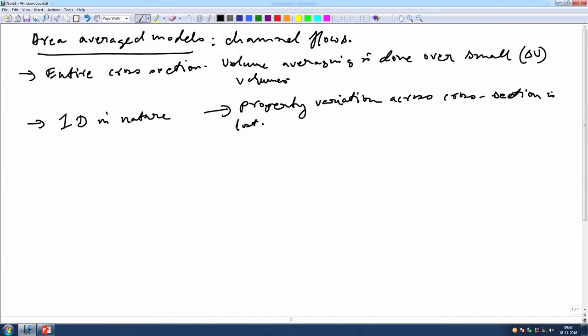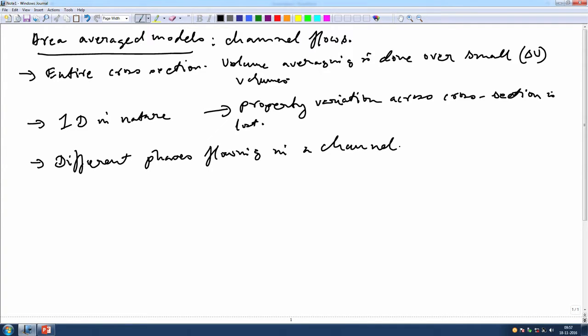Keeping these things in mind, let us look at how the area averaging model actually works. So, assume that there are different phases flowing in a channel. So, it is like a channel flow. A_C is basically given by the summation, where k is the number of phases. So, this is the total cross sectional area of that particular channel, which is nothing but the sum total of all the individual areas that are occupied by the individual phases.